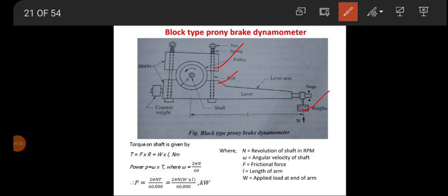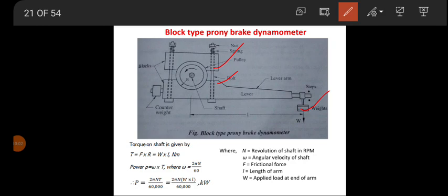When the weight is reaching its maximum limit, at that time the pulley stops the rotation of the shaft.